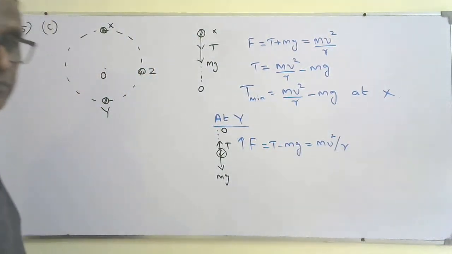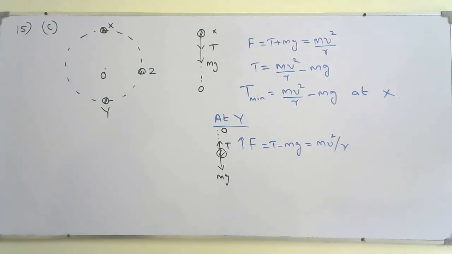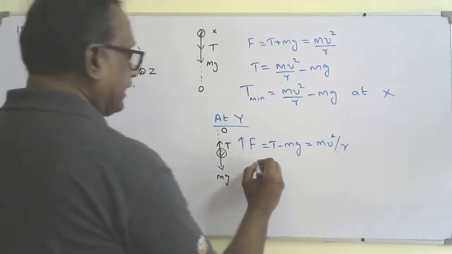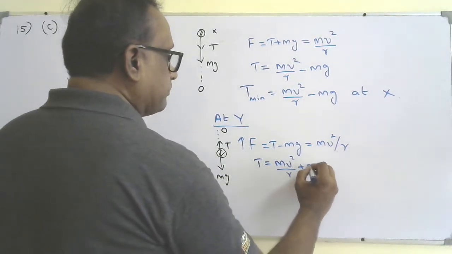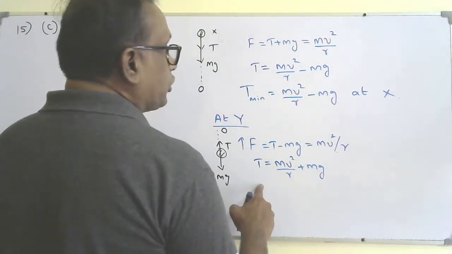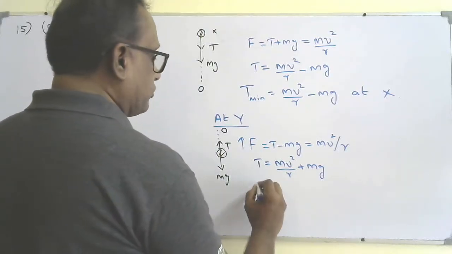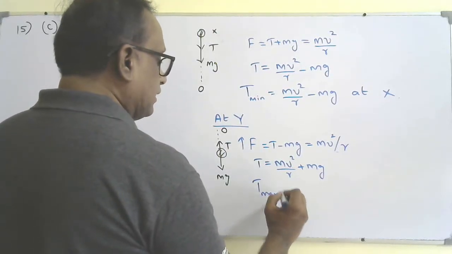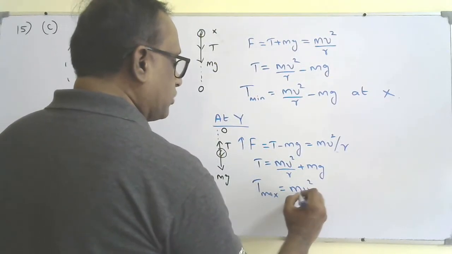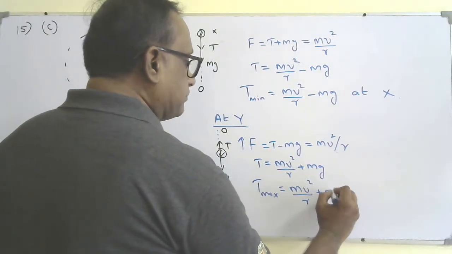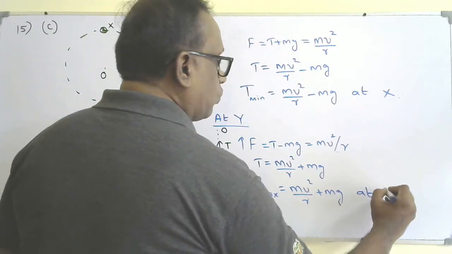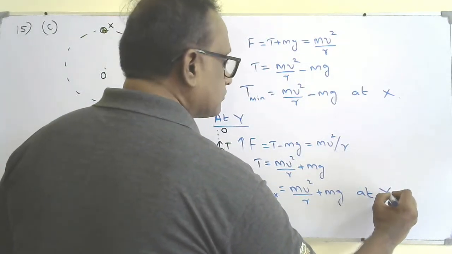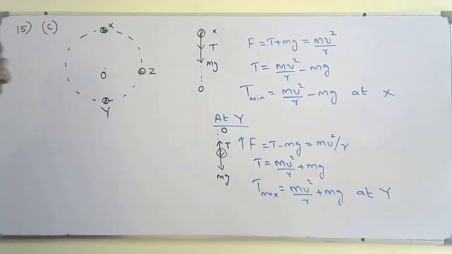That is T minus mg equal to mv squared over r, which is constant because the ball is moved at constant speed. So T is going to be mv squared over r plus mg. That is going to be the maximum value. So T max equals mv squared over r plus mg. That is the maximum, at Y.